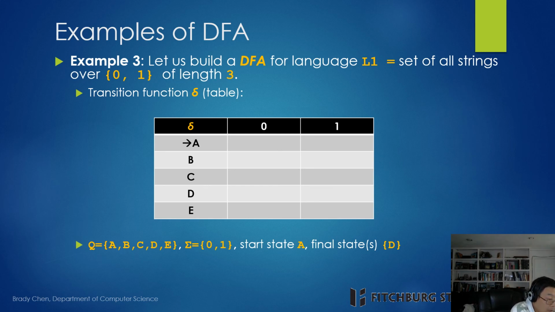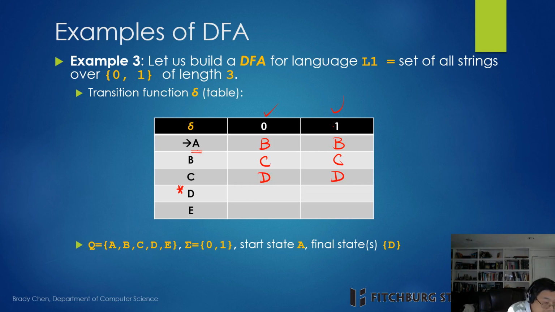Okay. So if we are currently in the initial state A, and we get the input character 0, we're going to reach the next state B, right? And if we get a 1, we'll reach the next state B. If we are currently in B, then it doesn't matter what the input character is, we're going to reach C. Now, if we're in C, we're going to reach D for either 1 or 0. Now, D is the final state, the accepting state.